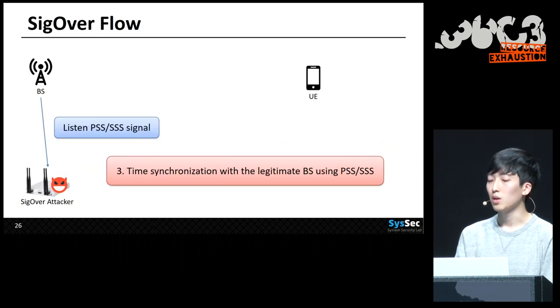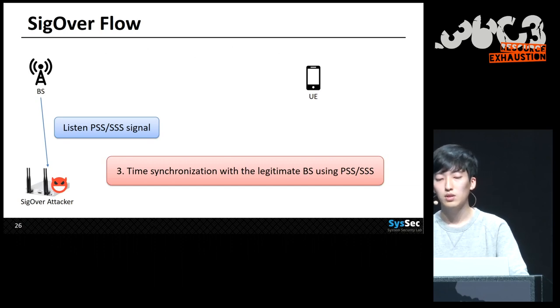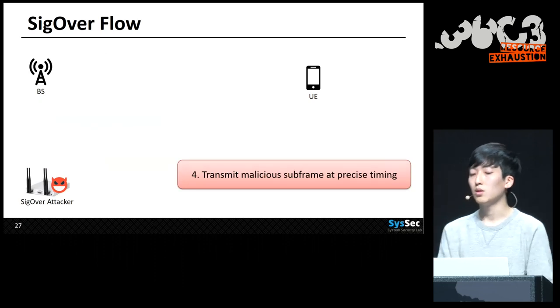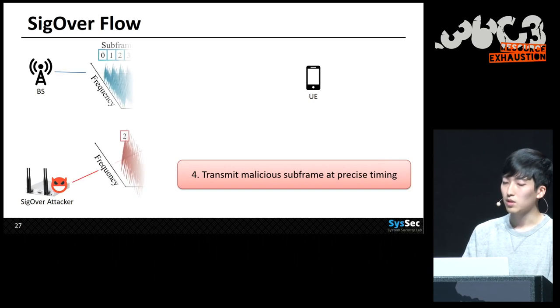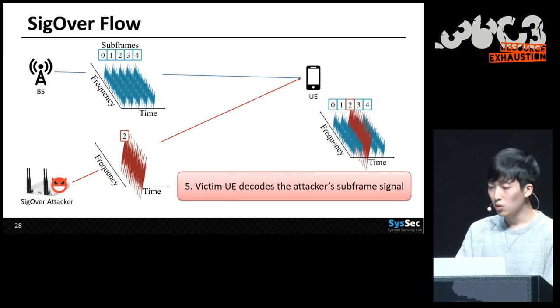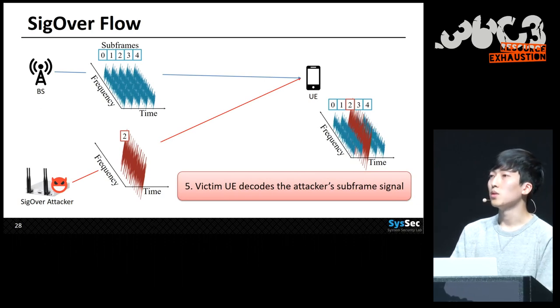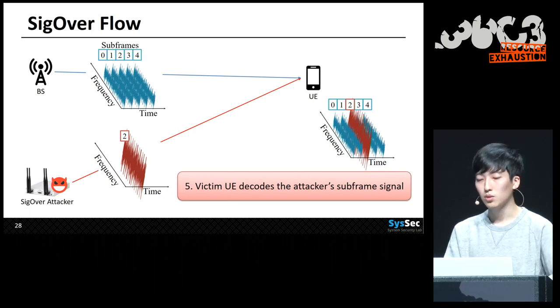And now the attack begins. First, the attacker receives the PSS and SSS signals of the normal base station and synchronizes time with the base station. Then she sends the malicious subframe that she made at the precise timing. Finally, the UE receiving the signal receives a malicious message by decoding the attacker subframe, which is stronger than the signal of the normal base station.